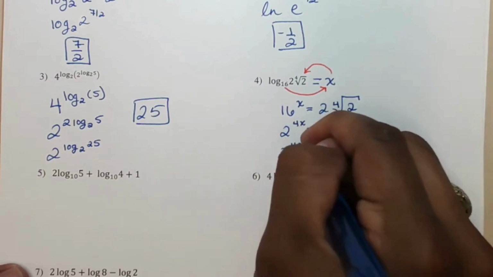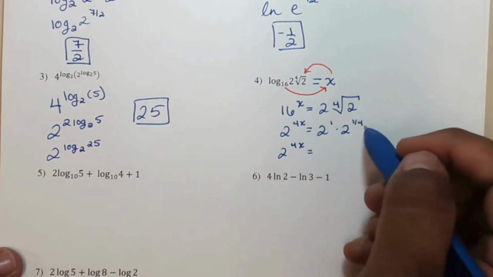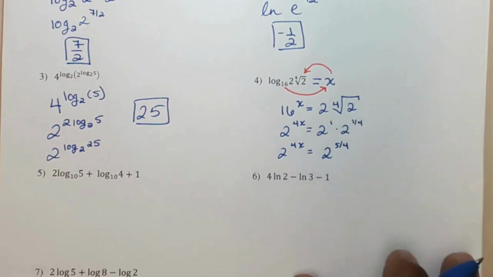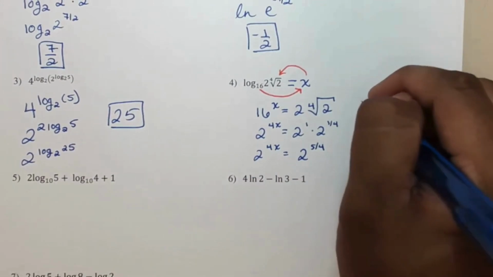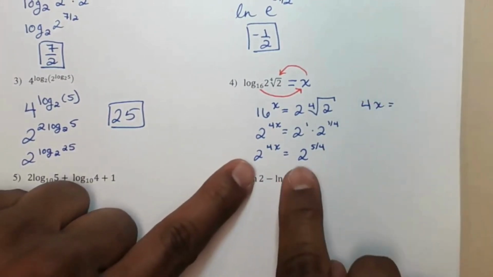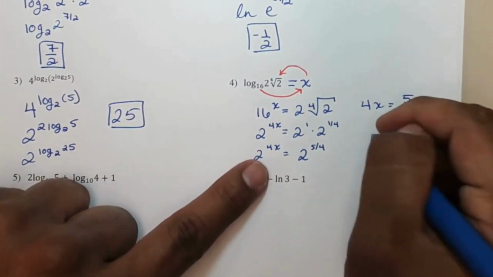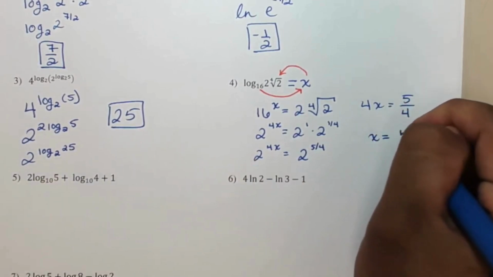So I can add those exponents. So 1 plus 1/4 is 5/4. And then we'll just set 4x. So now that we have the same base, we can set their exponents equal to each other. So you end up getting that x is 5/16.